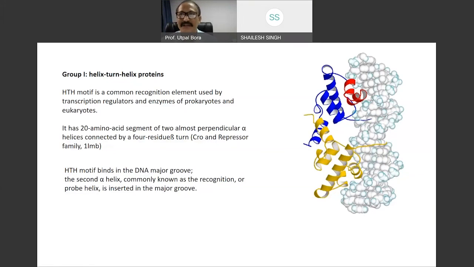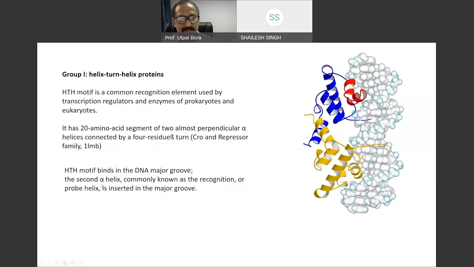Now, let us quickly see what is a helix turn helix protein binding motif. So this motif is a common recognition element used by the transcription regulators and enzymes of prokaryotes and eukaryotes both. So it has a 20 amino acid segment of two almost perpendicular alpha helices. So you can see the blue and the yellow one. So they are perpendicular to one another. And these helices are very small ones, actually, only just 20 amino acids long. And they lie at 90 degrees to one another in three-dimensional space.